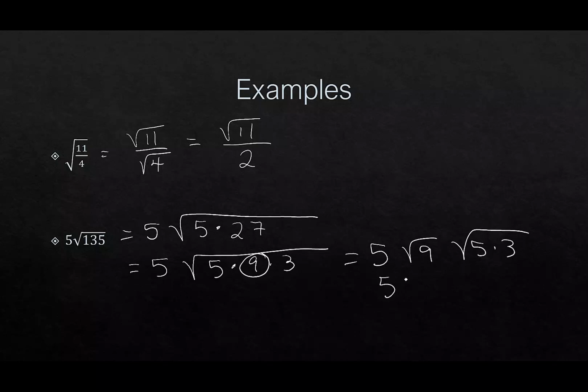So I have 5, square root of 9 is 3, and then let's put the 5 and 3 back together on the radical to make it the square root of 15. So 5 times 3 is 15 times the square root of 15. I want to look at some other indexes, so let's start with the cube root of negative 24.